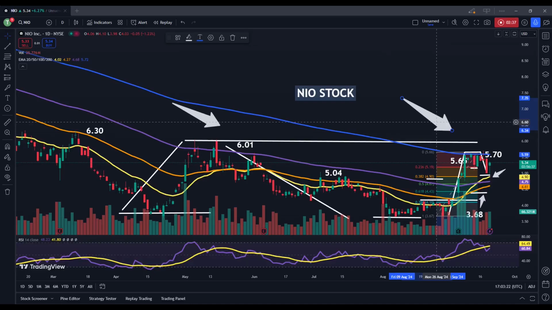So here's the current stock market update for NIO Incorporated, stock ticker NIO.